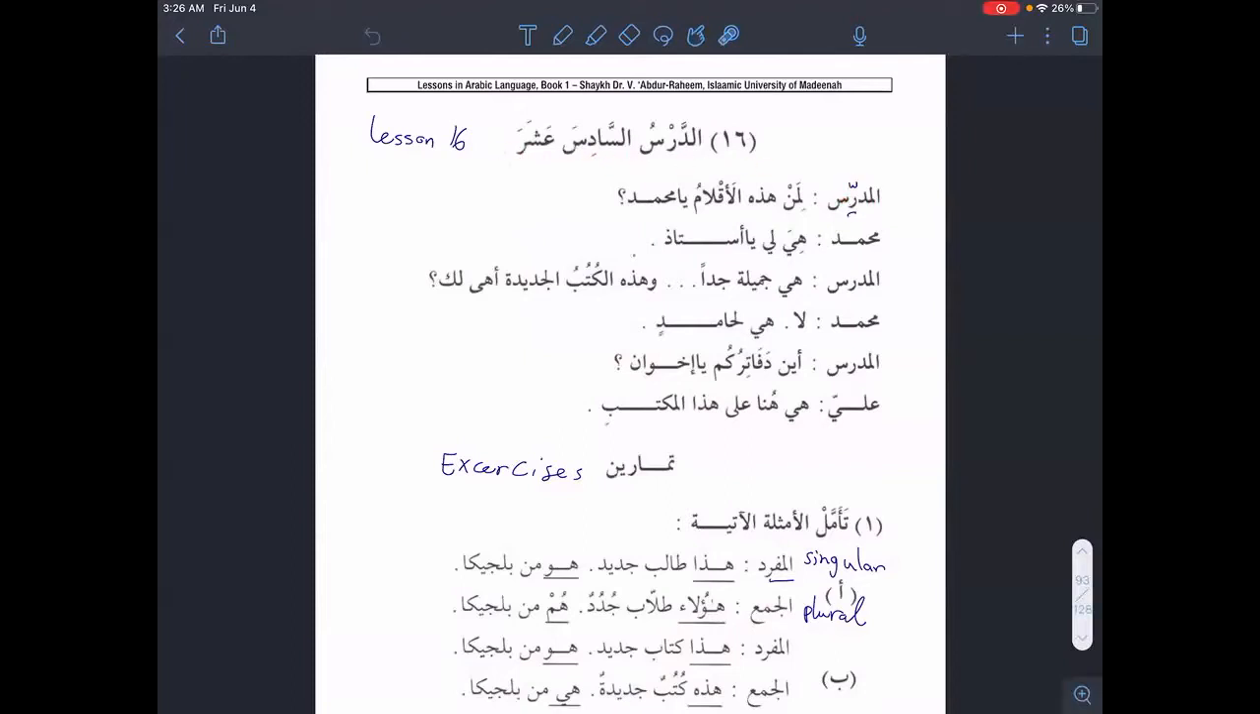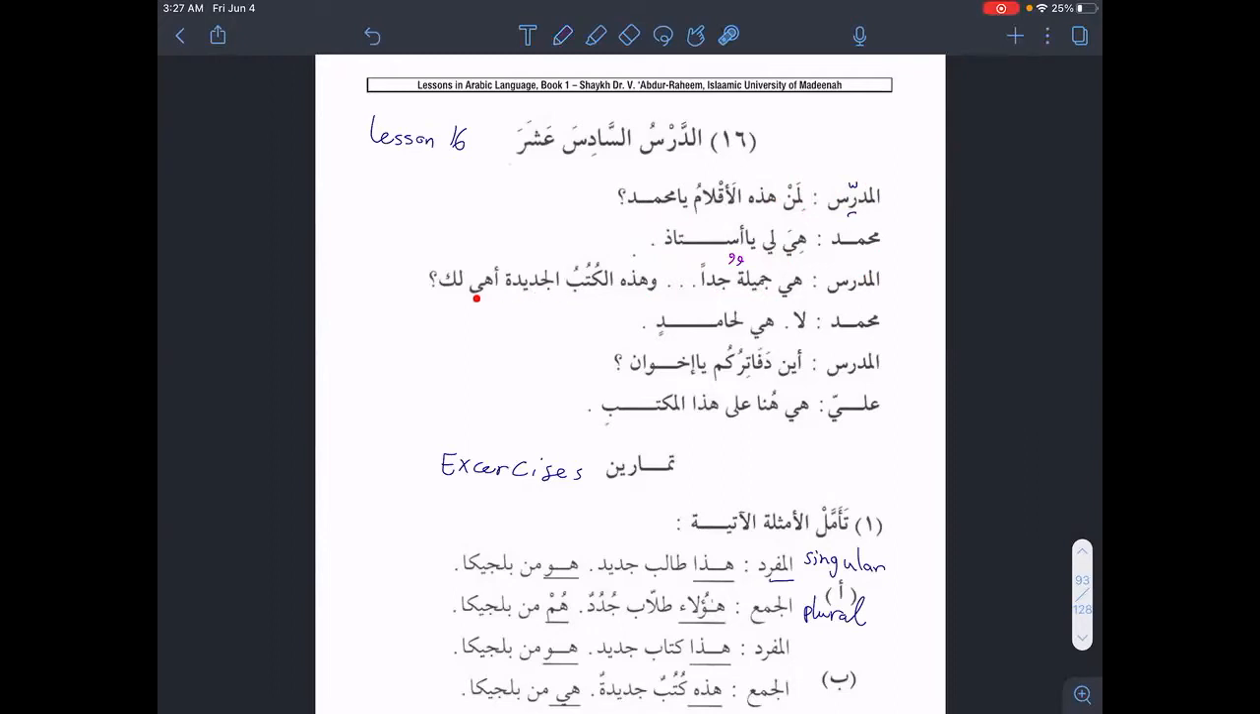المدرس: لمن هذه الأقلام يا محمد؟ The teacher: To whom do these pens belong, Muhammad? محمد: هي لي يا أستاذ. They are mine, teacher. المدرس: هي جميلة جدا.